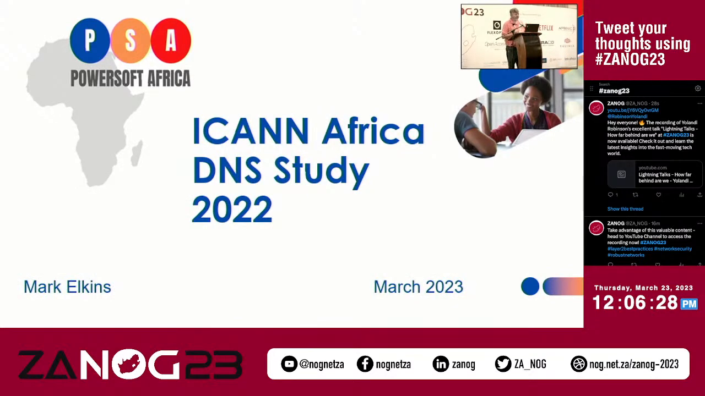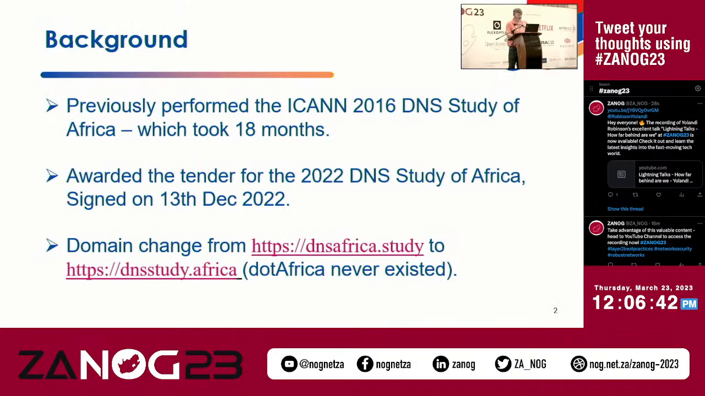Okay, so I'm also part of this project. Seven years ago we ran this project, and we're rerunning it. This is the ICANN DNS study of Africa. So we did the 2016 and we're now doing the 2022 version of this. So this is up and running, working at the moment. The 2016 one took like a year and a half to run. Took a long time, never mind.